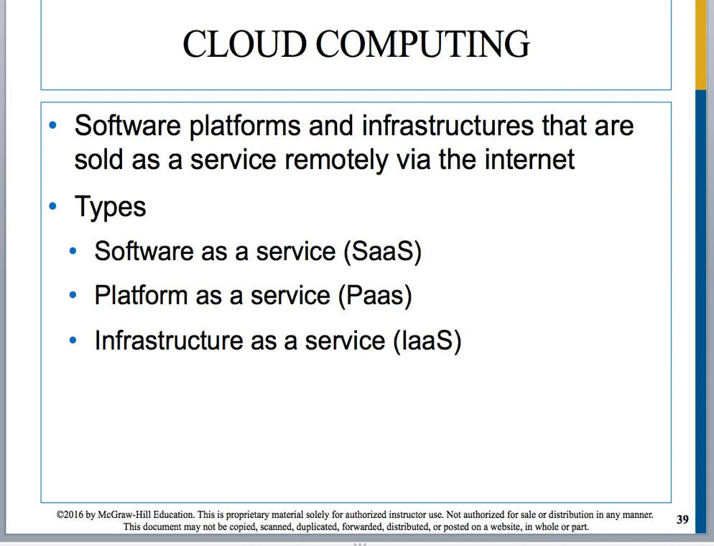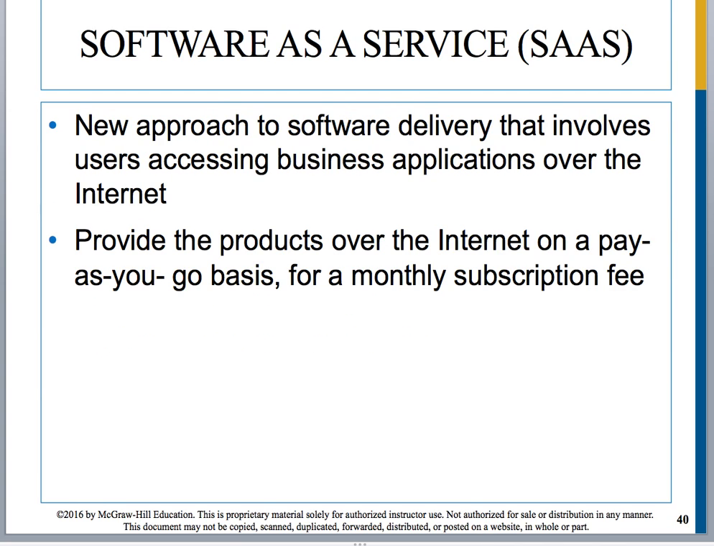Cloud computing, there's software platforms and infrastructures that are sold as a service remotely via the internet. So everything is in the cloud. It is not locked into your hardwired server. And there's various types. You have SaaS, which is software as a service. You have platform as a service and infrastructure as a service.